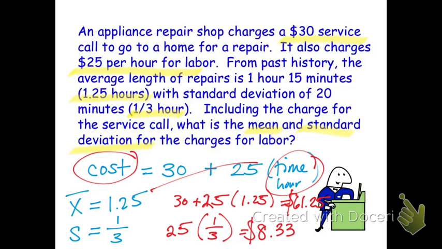So when you have a multiple choice question, one of the choices will be 8.33 and one of them will be 38.33. So don't make the mistake of choosing the wrong one. When you add or subtract a constant, standard deviation doesn't change.